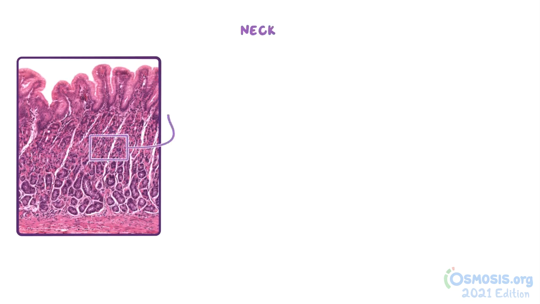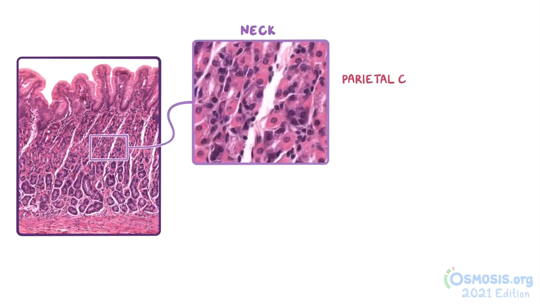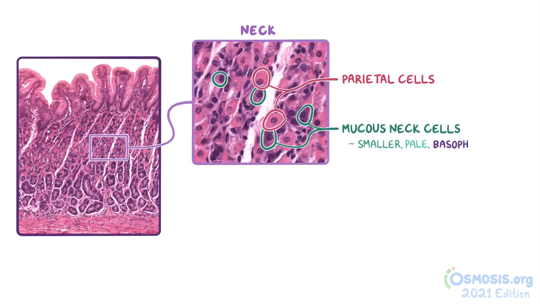The neck of the gastric glands consists mostly of parietal cells and mucous neck cells. The mucous neck cells can be found in between the parietal cells as smaller, pale, basophilic cells that are also seen in the base region of the gastric glands. In addition to parietal cells and mucous neck cells, the neck also has stem cells, but they can be difficult to identify using only an H&E stain.